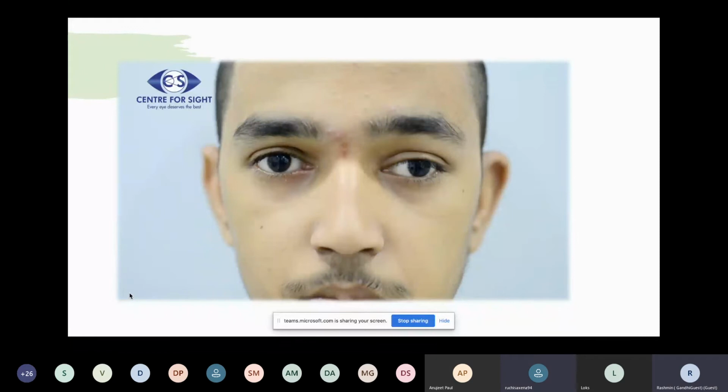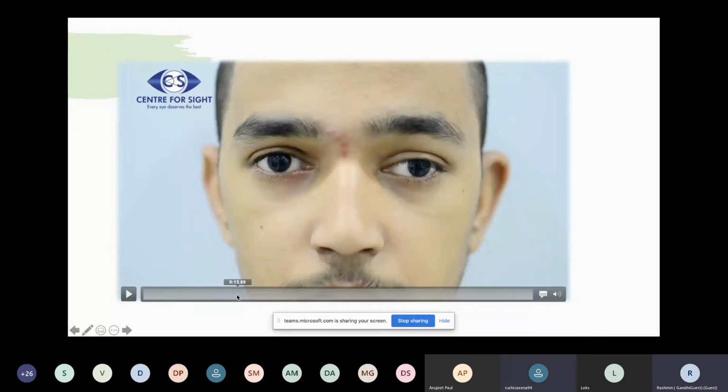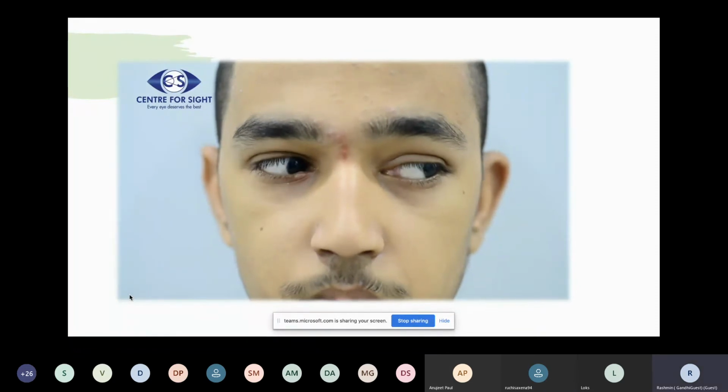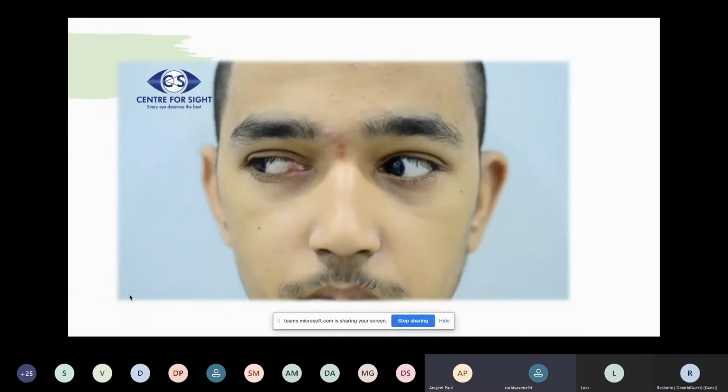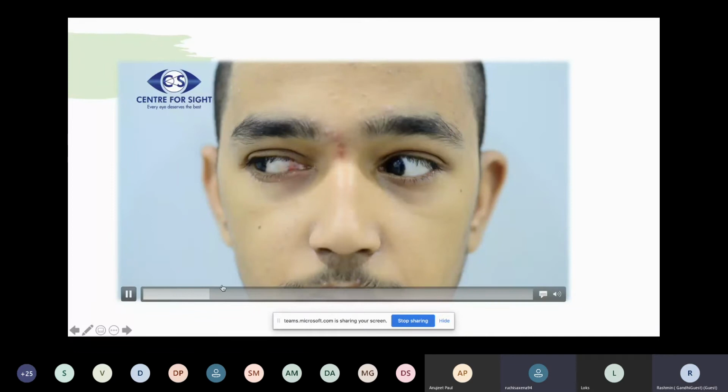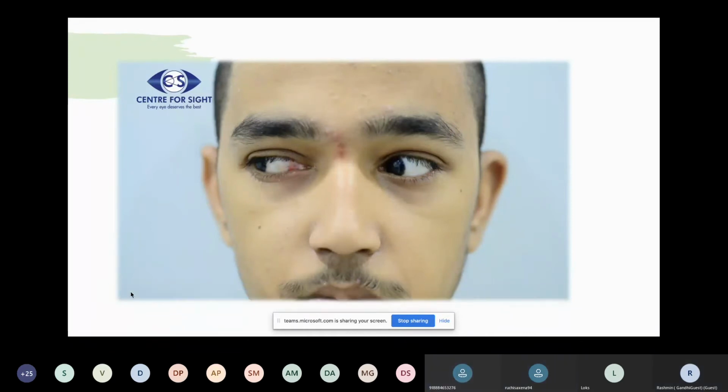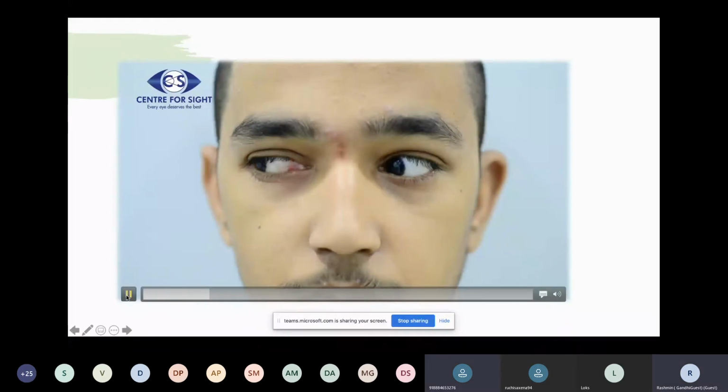Concentrate on the eyelid. Patient looking to the left. Look at the left eyelid. Patient looking to the right. Did you observe anything when the patient looked to the right? Lid retraction. Yes, lid retraction. So what do you think is happening here?